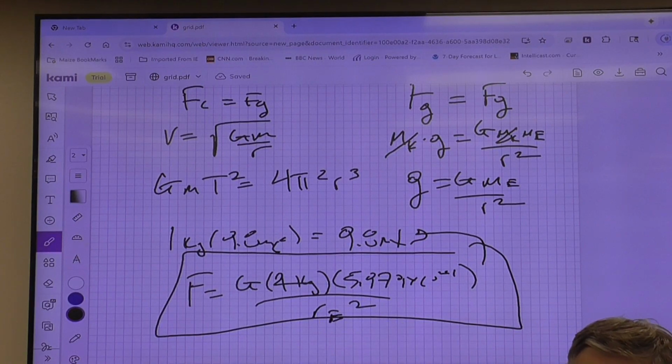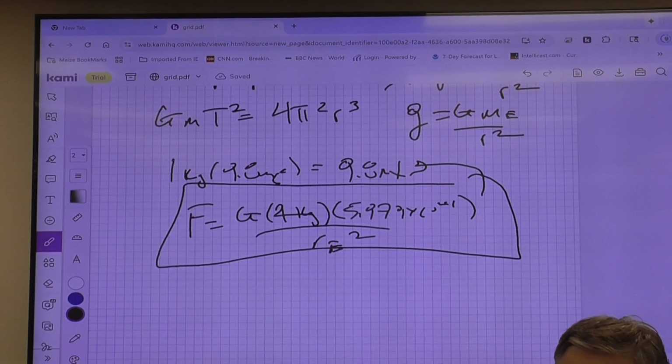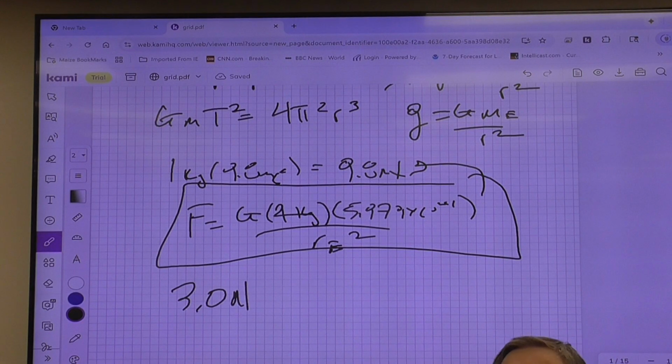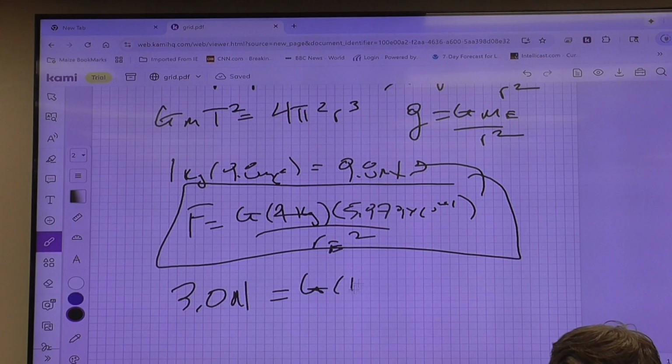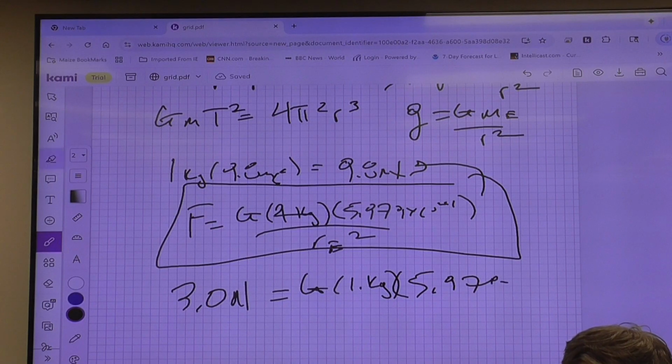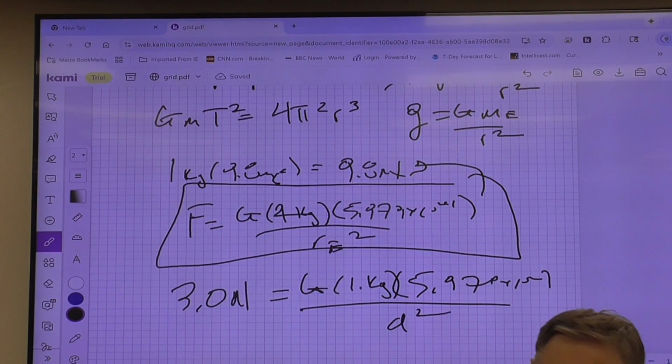So here's the other way that you could do this, knowing that you would get 9.8 newtons. I don't recommend it, but it's important that you understand the conceptual side of this. You could come over here and say, okay, that's 3 newtons. That's what I want the force to equal. It's 3 newtons, not 9.8. So then you've got big G, a mass of 1 kilogram, the mass of the Earth, and then you've got distance squared.